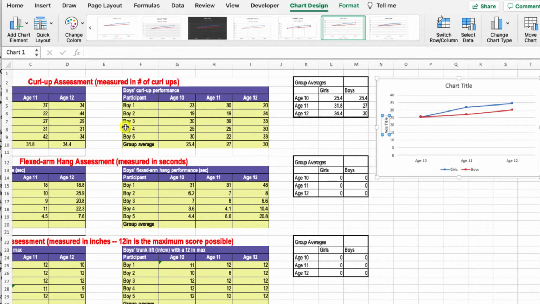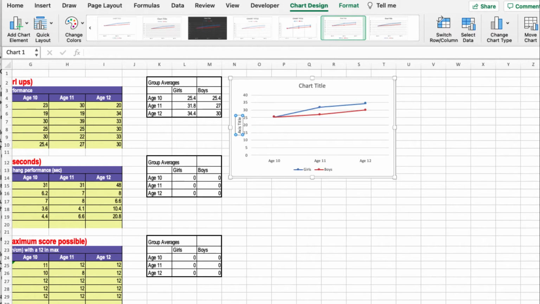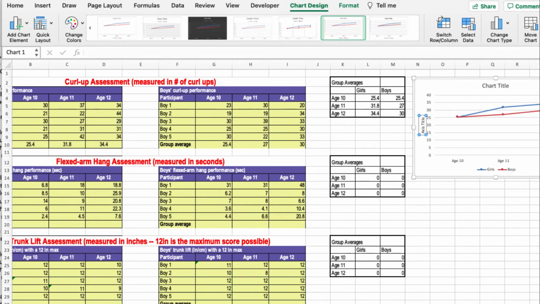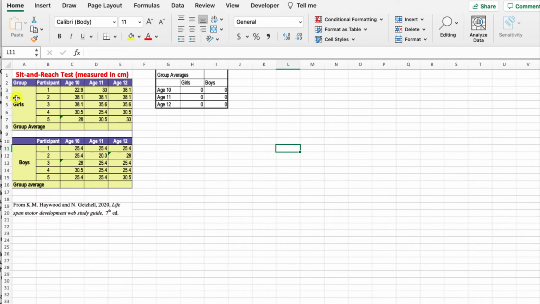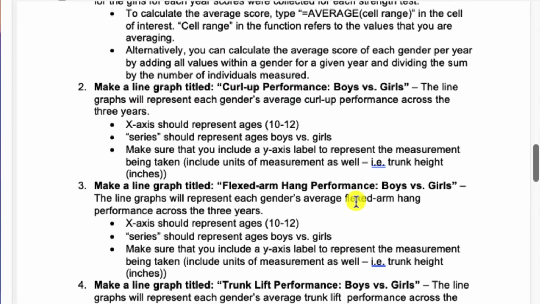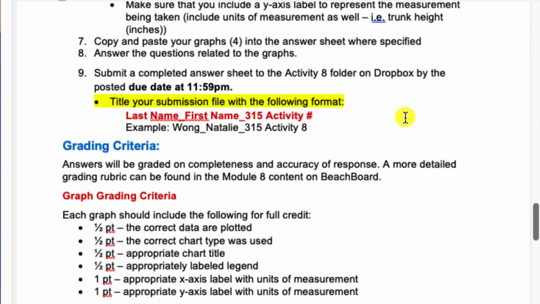So all of that information will come in the data over on the left-hand side of the spreadsheet. Okay, so you'll do the same procedures for the other strength assessments, and then similar procedures for the sit and reach flexibility assessment. So you're going to end up making a total of 4 graphs: 3 strength, 1 flexibility. Okay. I've got some grading criteria listed here, so you can use that as a checklist for the components in your graph that should be included.